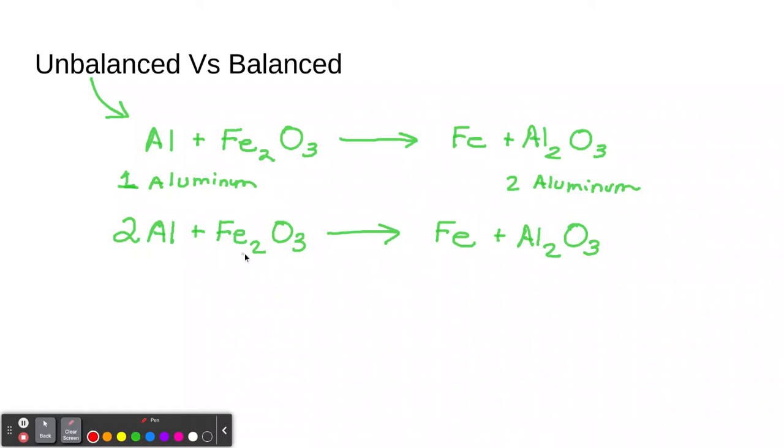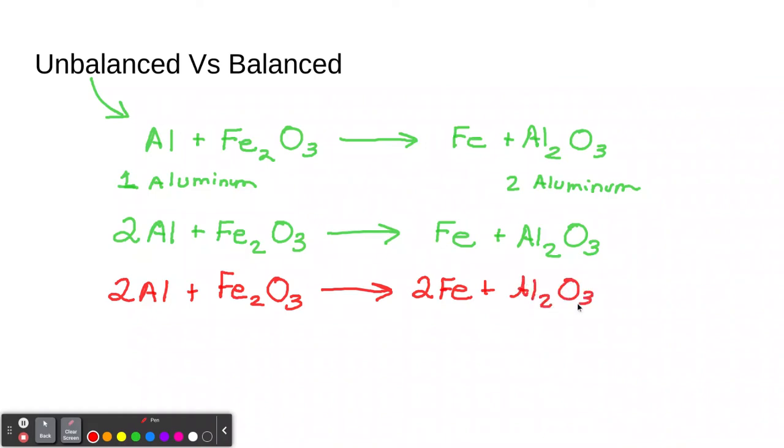So now we have to balance out the iron. How can we do that? Well, we already balanced the aluminum, so keep that. We can't touch anything here because we have 2, so we need 2 over here. And how do we get 2? Use the coefficient. Now we have 2 iron.